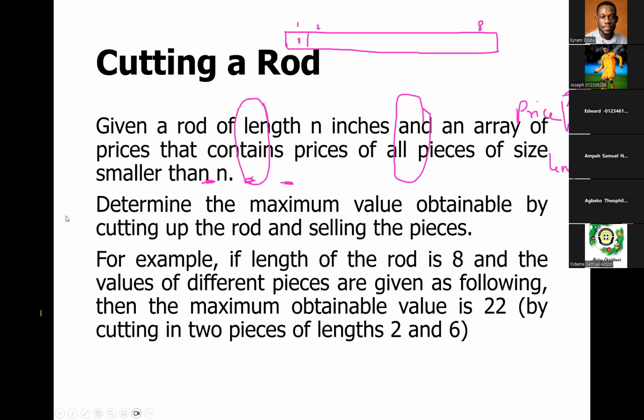So that's what it's explaining in the previous part, which is saying that, for example, if the length of the rod is 8, and the values of different pieces are given as follows, then the maximum obtainable value is 22. How do you get it? By taking 2 pieces: length 2 and then length 6.